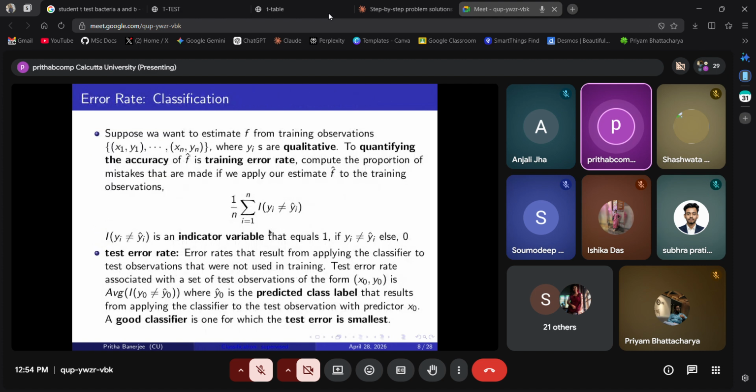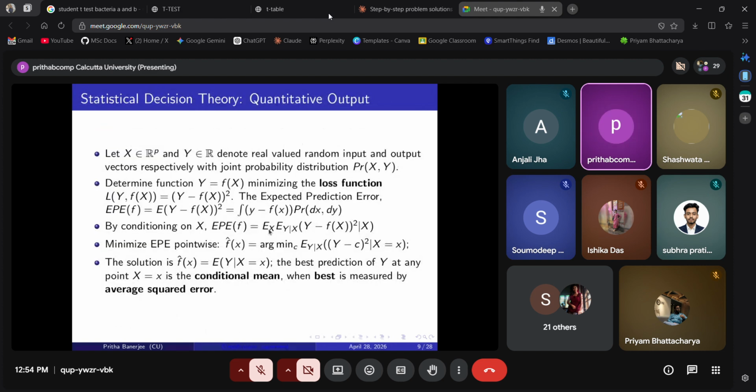Okay, so this is the way we define it. Now we will very quickly look at the basis of classification algorithms in general, which is actually found from statistical decision theory. Maybe we'll not go into much detail, but just to have an understanding of on what basis these classification algorithms came up.